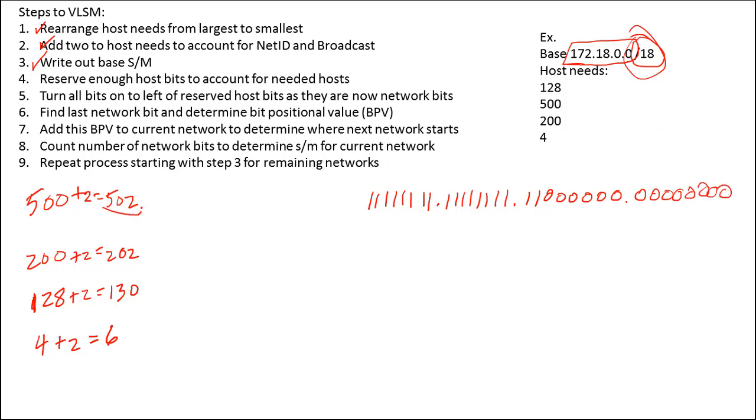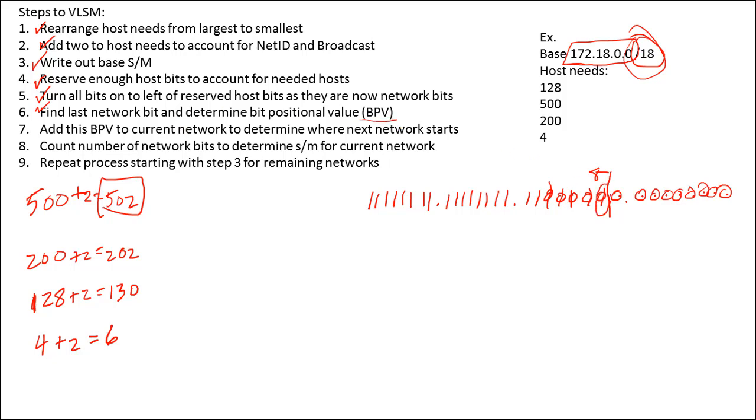We're solving for 502. So if we reserve that first one, that's 2, 4, 8, 16, 32, 64, 128, 256, 512. 512 gives us enough. We can draw our line. Everything to the left gets turned on because it is now network bits. Okay, so we reserved our host bits, turn all the bits on to the left, find the last network bit and determine its bit positional value.